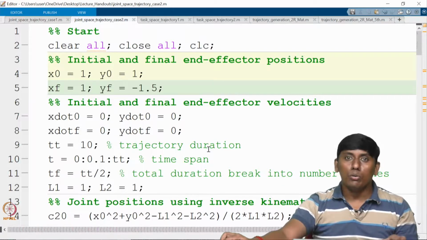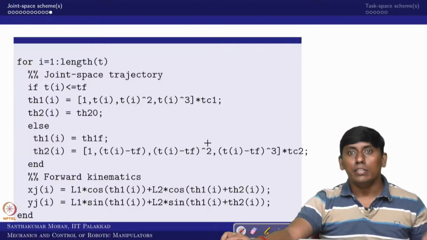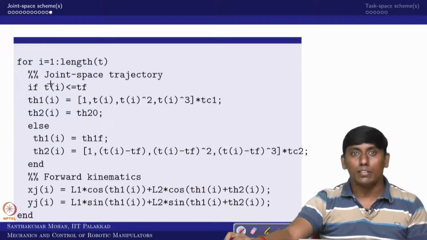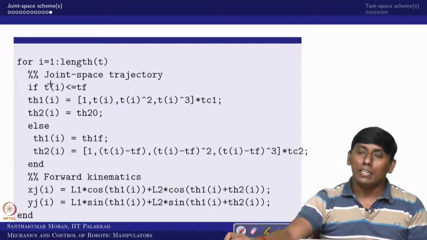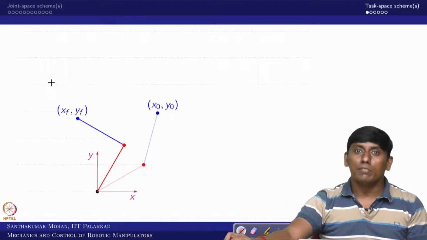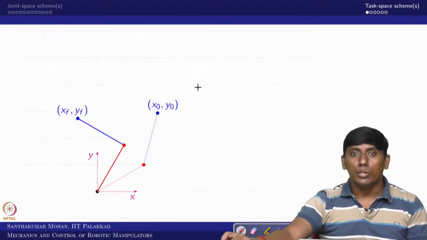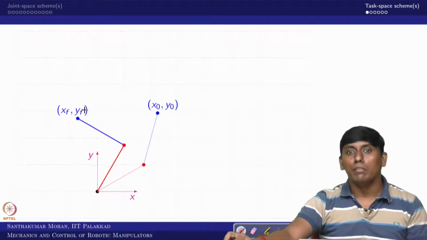Okay. So now going back to the slide, whatever we have seen is the joint space trajectory. Can we see it in task space? Even in task space we can see it. So x initial and final would be given. Similarly, y initial and final would be given. So this is the initial position and this is the final position. We want to follow this as a straight line.